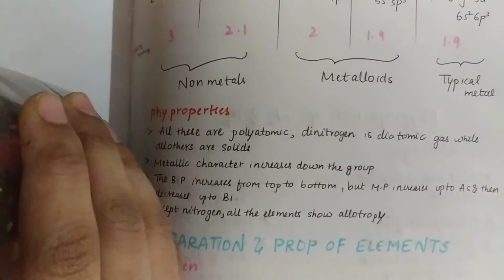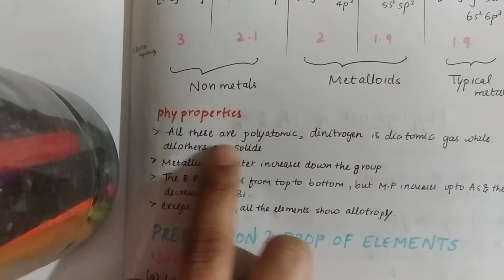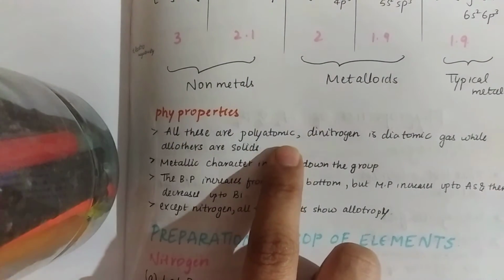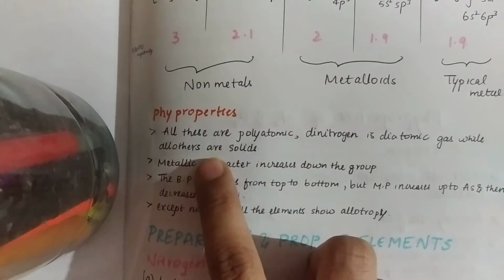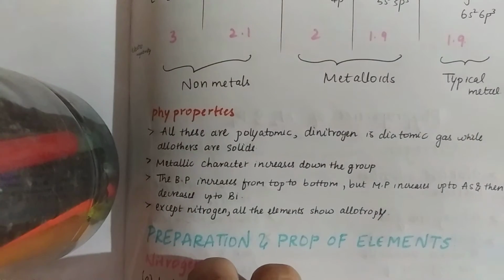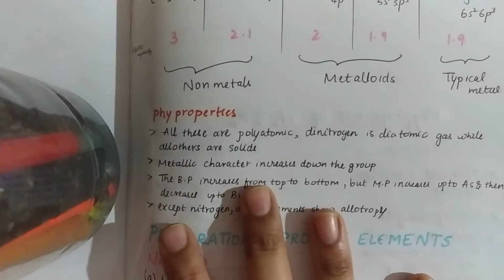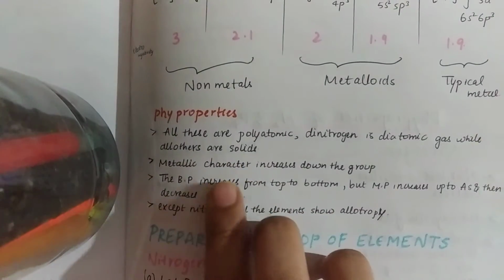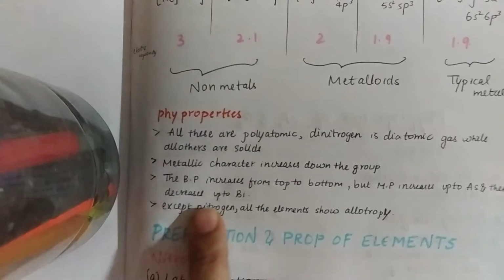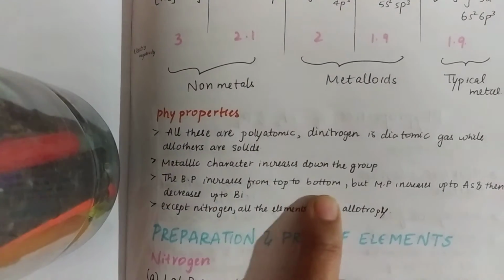Then you have physical properties. All these are polyatomic. Dinitrogen is a diatomic gas, while all others are solid at room temperature. So only nitrogen is a gas at room temperature in group 15 elements, and all others are solids. So metallic character increases down the group, and the BP increases from top to bottom.